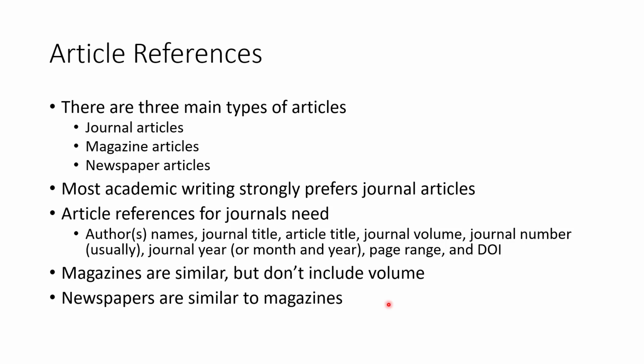It is a code that is assigned to every article, and sometimes now to electronic books as well. Not every article will have one, and if one isn't there, that's okay. Magazines are very similar. For a magazine, you don't include volume or number. Instead of year, you include month and year. And newspapers are similar to magazines in terms of you talk about the month and the year.